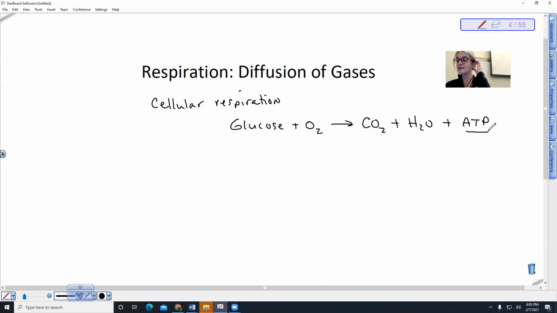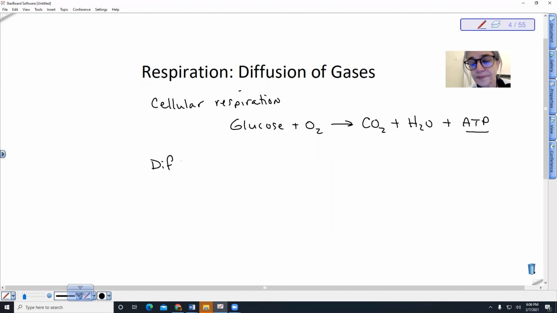Not all organisms are aerobic, but all animals are. So we can talk about anaerobic bacteria that do not use oxygen, but all animals use it, and even plants actually use aerobic respiration to produce ATP in cellular respiration. When we look at our respiratory systems, they are designed to allow for the diffusion of gases.